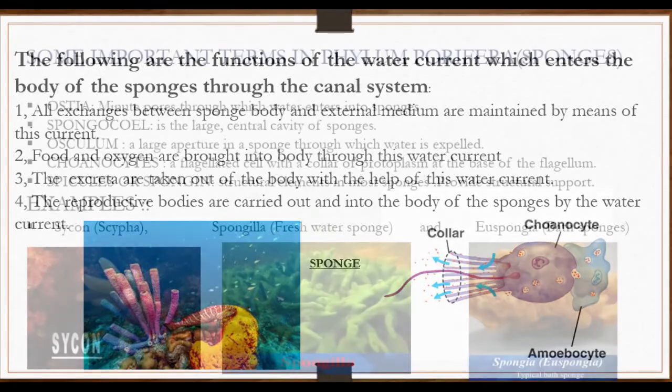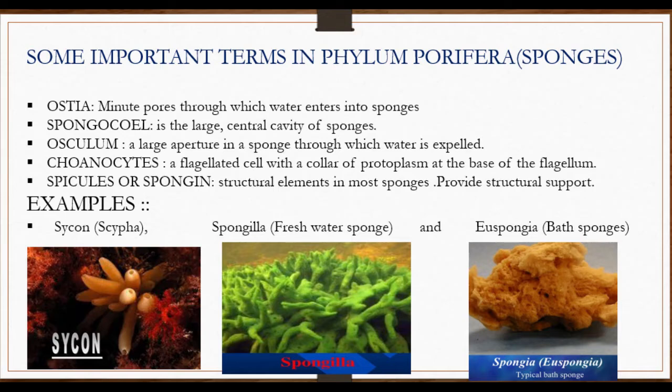Now the next are some important terms in phylum Porifera. Ostia are the minute pores through which water enters the sponges. The second one is the spongocoel, the large central cavity of sponges. Osculum is a large aperture in the sponge through which water is expelled. Fourth one is choanocytes. They are flattened cells with collar protoplasm at the base of the flagellum.